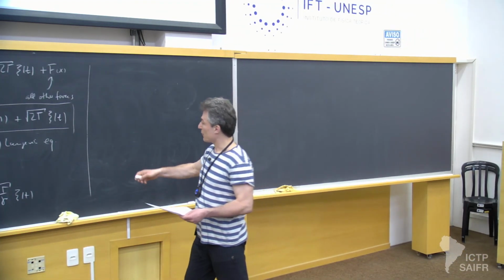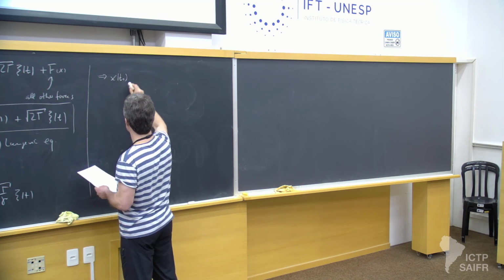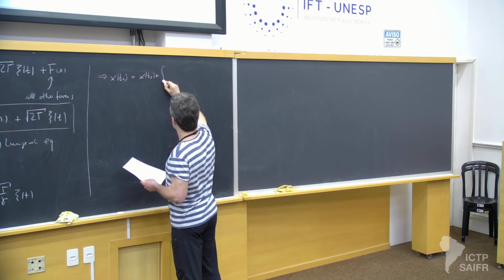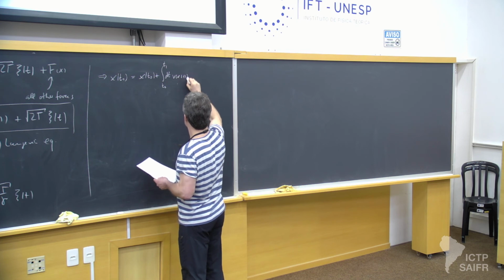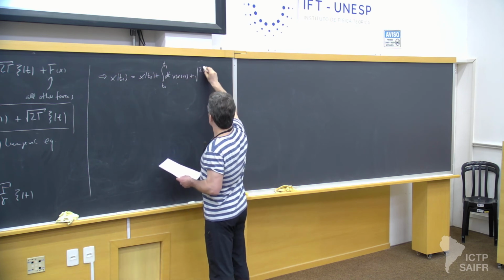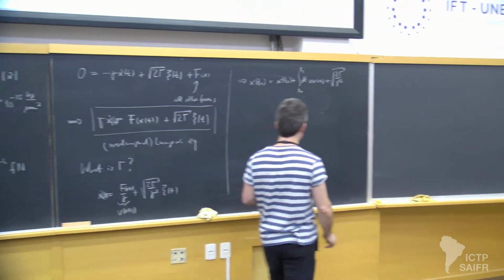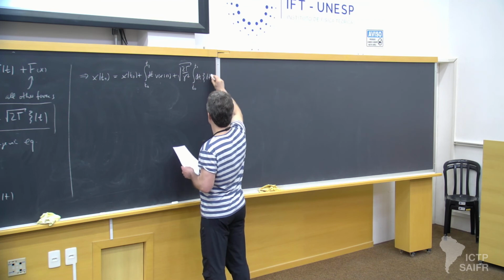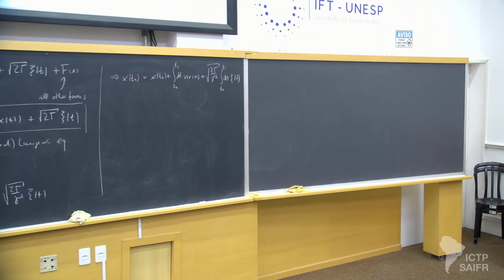So now I can formally solve this by integrating from a time t0 to t1. So x of t1 is given by x of t0 plus the integral from t0 to t1 dt v of x of t plus square root 2 gamma divided by gamma squared. Here has to be a square. Integral t0 to t1 dt psi of t. Okay, this is just a formal solution, or the integral equation which is equivalent to the differential equation here.